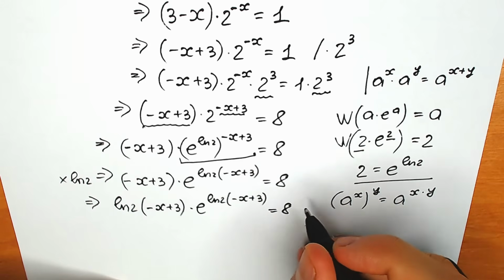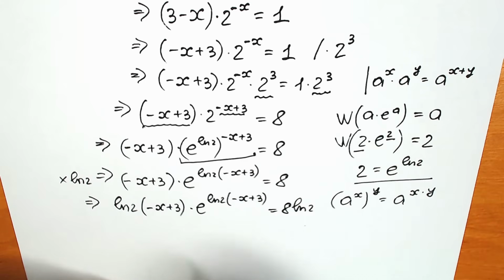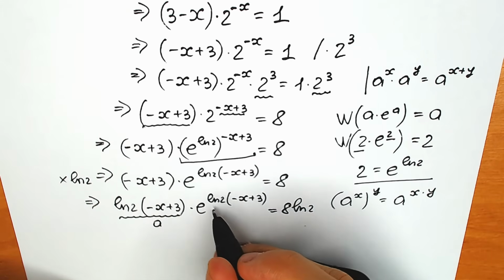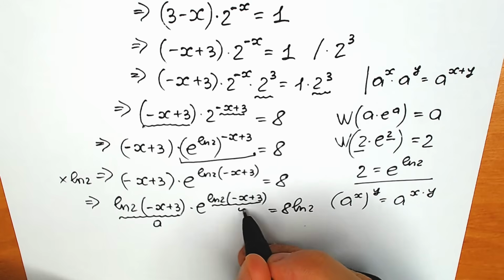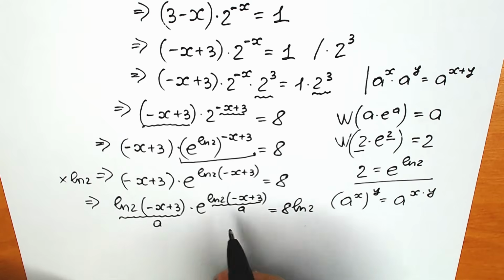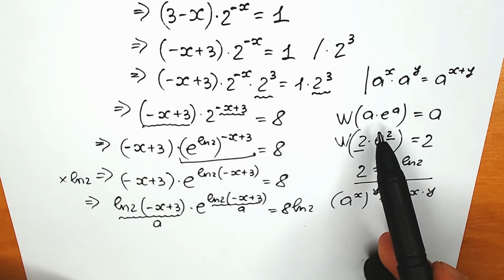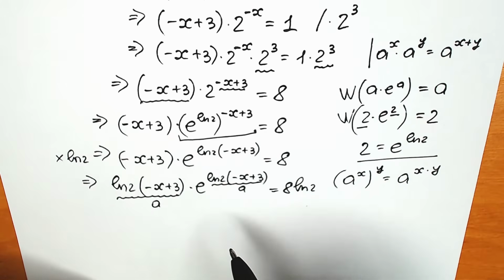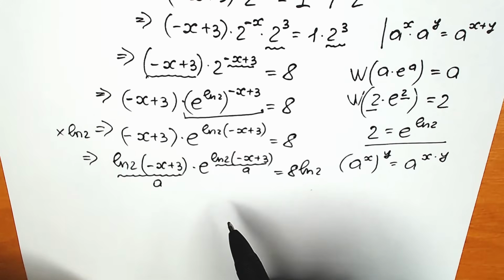And right now, but 8 natural log 2, don't forget about it. We just need to multiply both sides. Let's see what will happen. Natural log 2 minus x plus 3, for example, these are our a. We have natural log 2 minus x plus 3. This is also our a. We have a times e to the power a, so the structure that we really need. Okay, we need this structure. So we can easily, without any doubts, apply a Lambert W function on our left side.